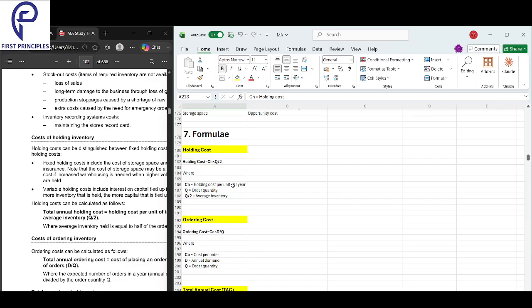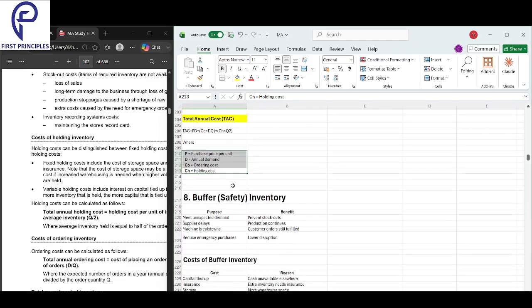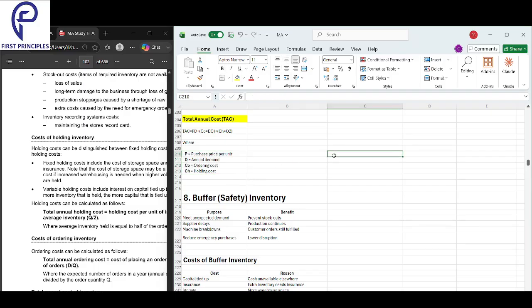So holding cost, ordering cost, and purchase cost. You add all three, you will get your total annual cost. Annual cost is just the addition of the three: purchase price into demand, plus your ordering cost, plus your holding cost. So I purchased 12,000 units. The purchase price into 12,000, purchase price into demand, plus now I have to order them also, so total ordering cost, plus now I have to hold them also, total holding cost. You add all of them, you will get total annual cost.